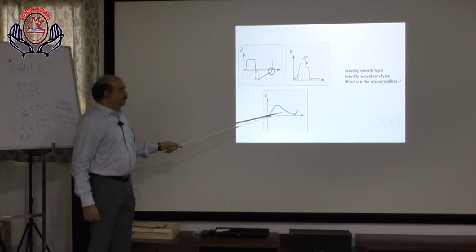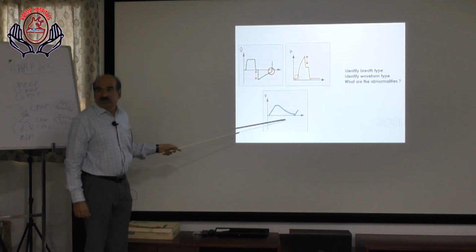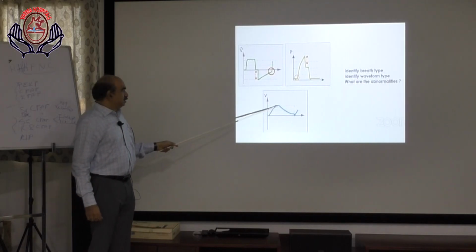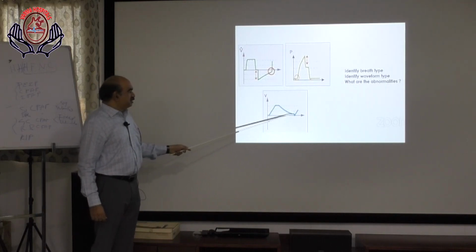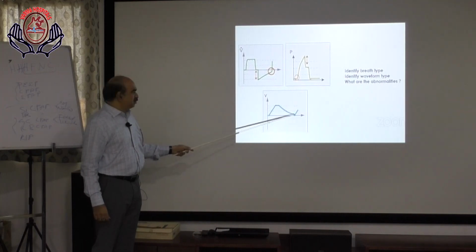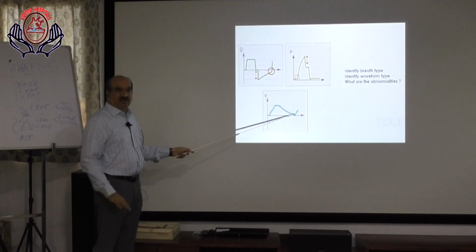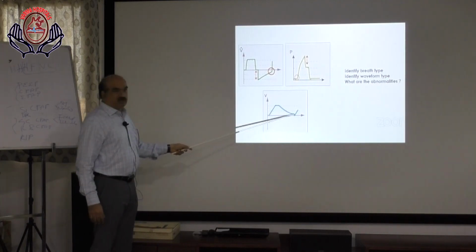This one. In the volume time scale, what is the abnormality? This is the inspiration part, this is the expiration part. In the expiration, again at end expiration, it should touch the baseline. It is not touching the baseline, it ends here. It ends with either PEEP or air leak. Two possibilities.